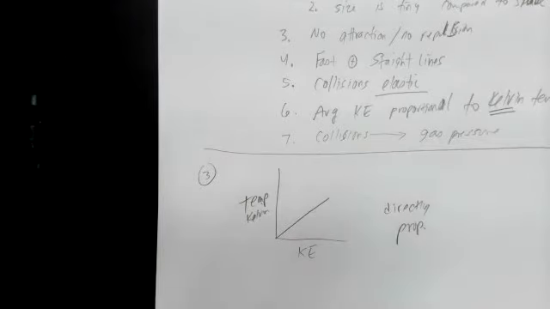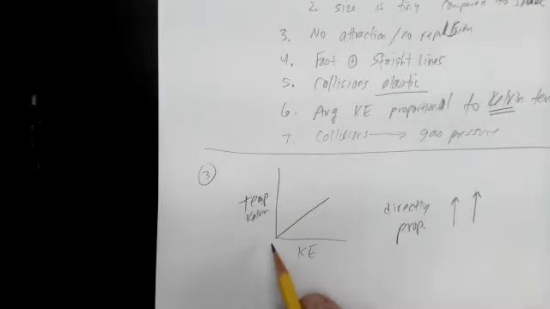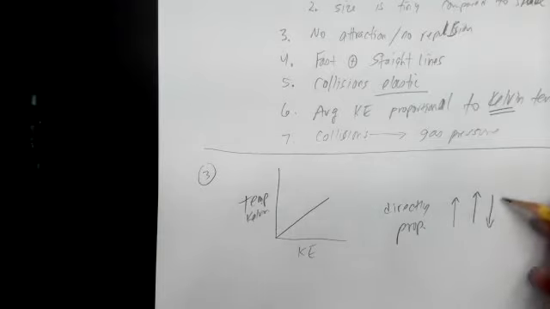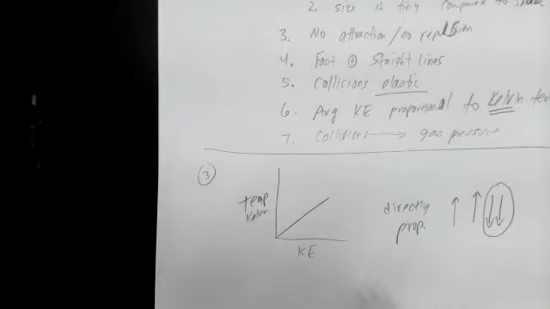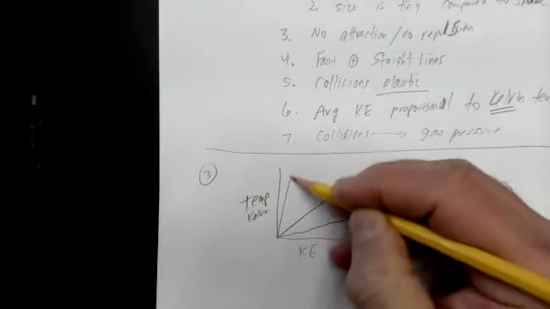Directly proportional means where one variable increases, the other increases. As temperature goes up, kinetic energy goes up, or they both go down. They both go in the same direction. Now, this line could also be drawn over here, or it could be drawn over here.